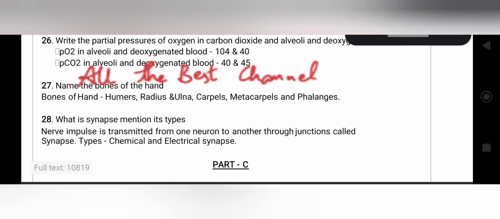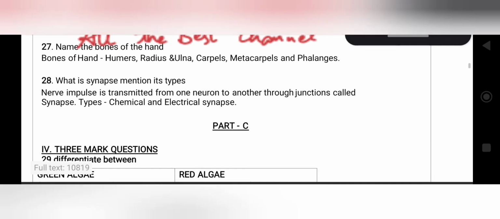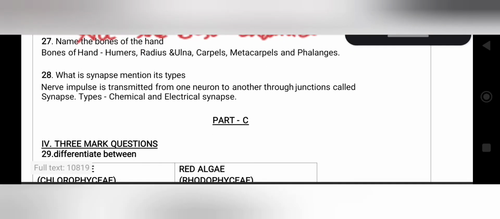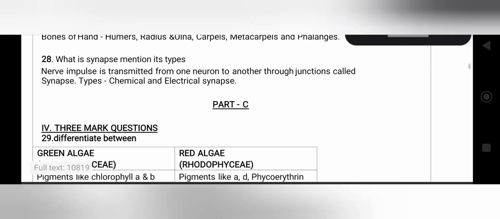Name the bones of the hand. The bones of the hand are humerus, radius and ulna, carpals, metacarpals and phalanges. What is synapse? Mention its types. Nerve impulse is transmitted from one neuron to another through junctions called synapse. The different types are chemical synapse and electrical synapse.